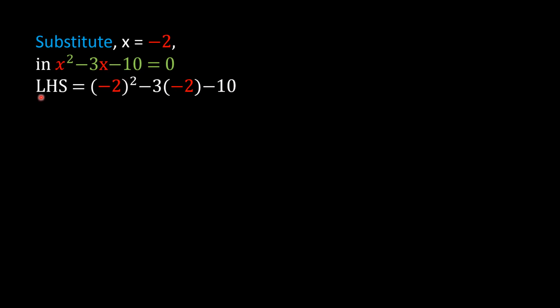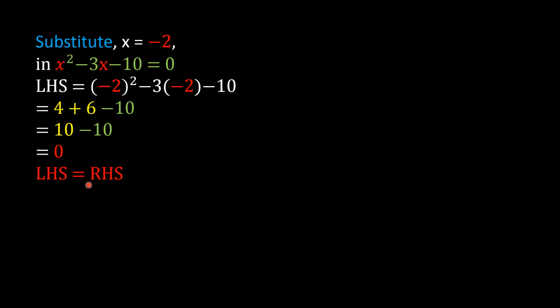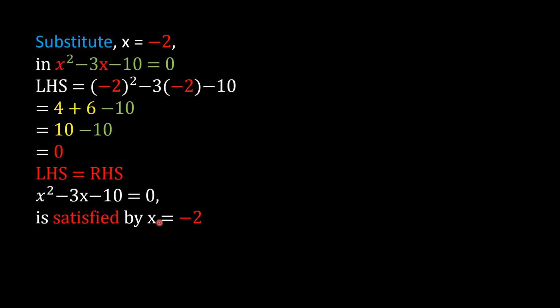So, our left hand side becomes -2 squared is 4, minus 3 times -2 becomes plus 6, minus 10, which is 10 minus 10, which is 0. Hence, left hand side equals the right hand side. Hence, x squared minus 3x minus 10 equals 0 is satisfied by x equals -2.